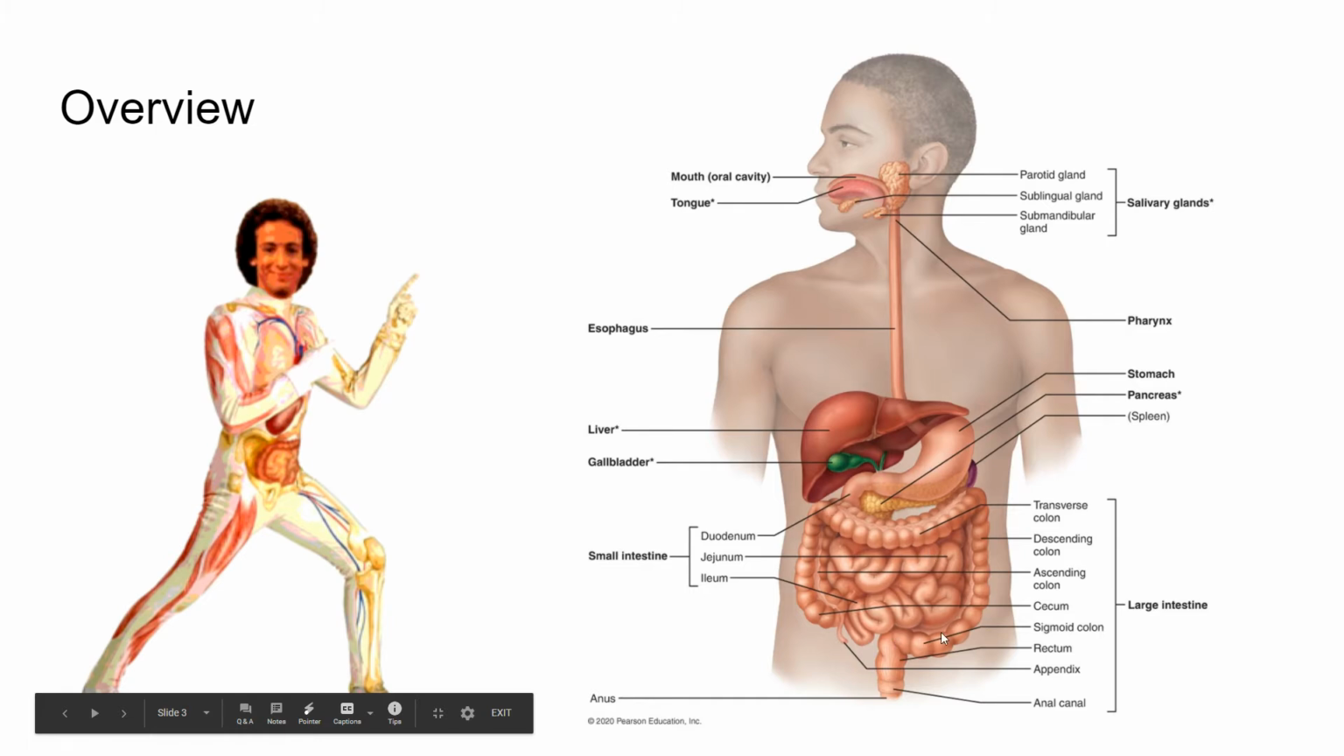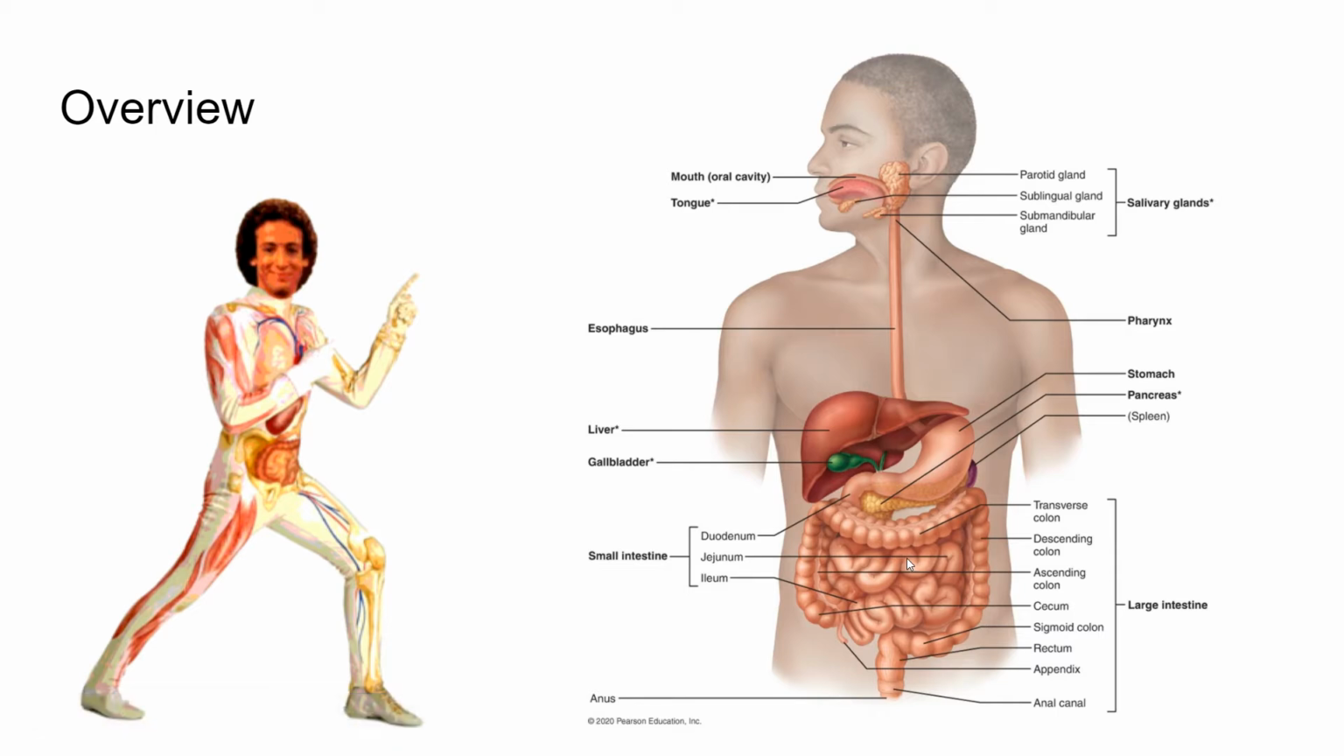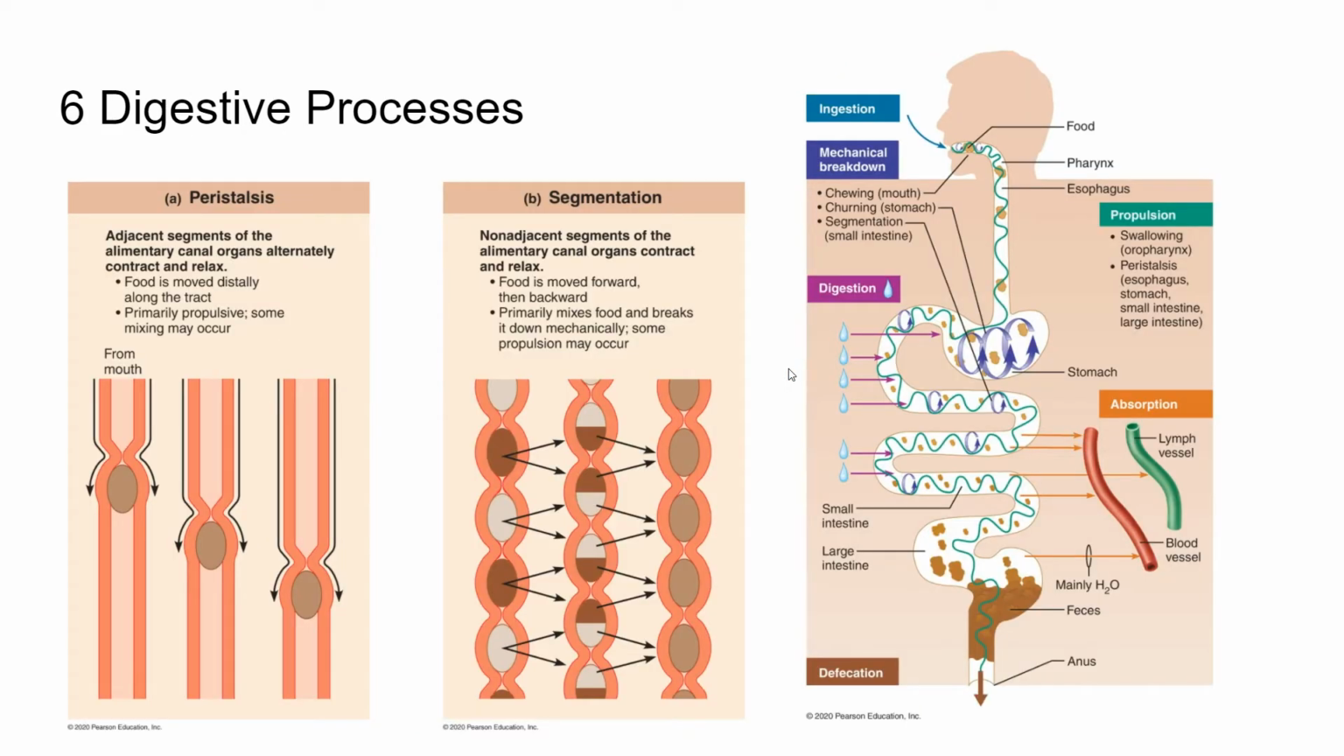All right, and then you have these accessory organs that are part of that digestion as well, and this is like your teeth, your tongue, gallbladder, salivary glands, liver, pancreas. The food isn't passing through these organs, but they do help in the digestion of the food. So we'll talk about all those organs as we go through this unit.